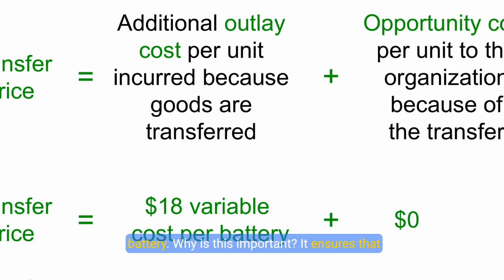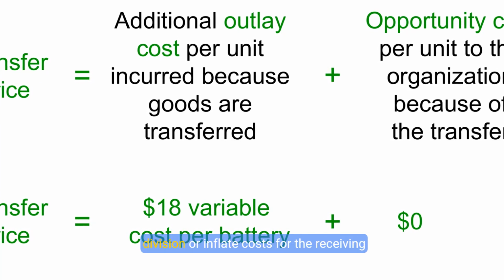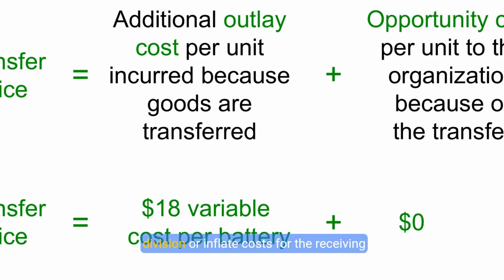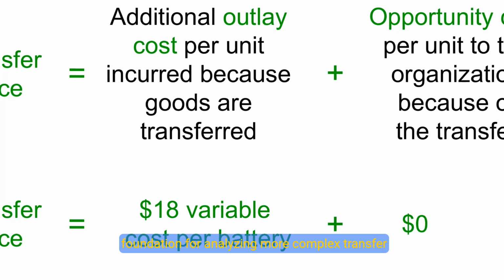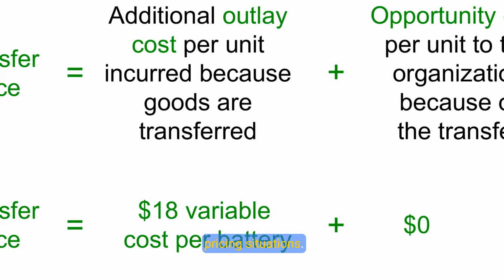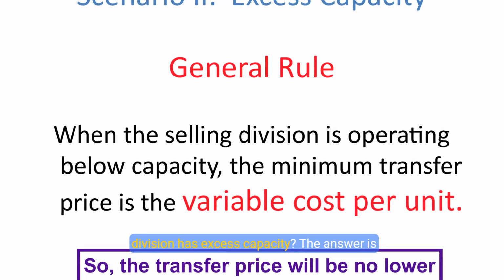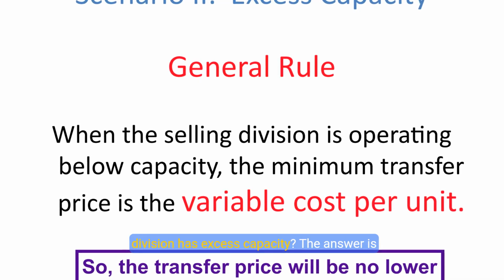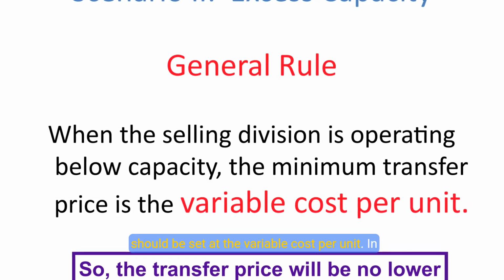Why is this important? It ensures that internal transfers don't penalize the supplying division or inflate costs for the receiving division. Understanding this formula lays a foundation for analyzing more complex transfer pricing situations. So, what's the general rule when a selling division has excess capacity? The answer is straightforward. The minimum transfer price should be set at the variable cost per unit.